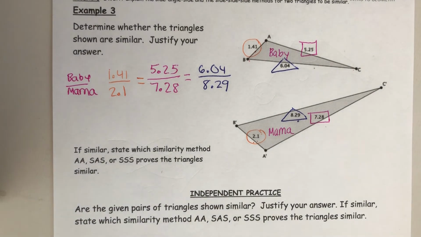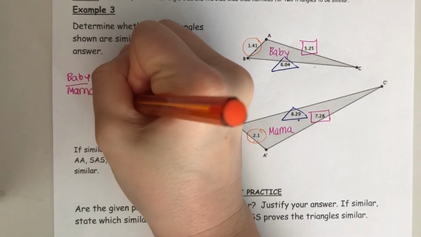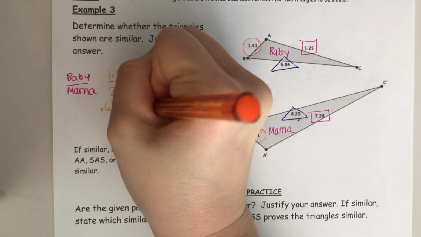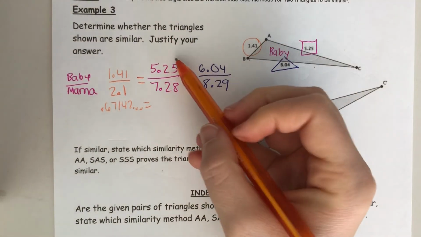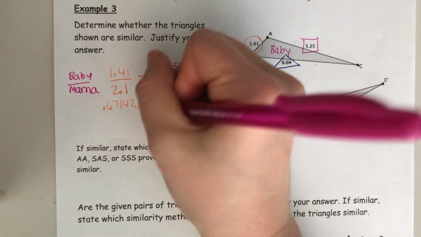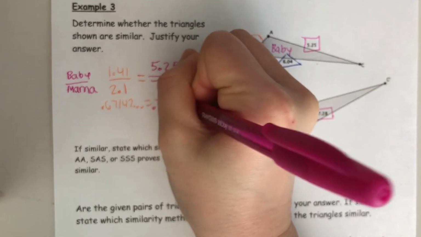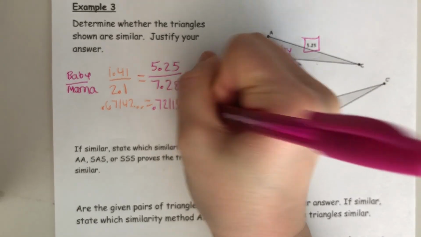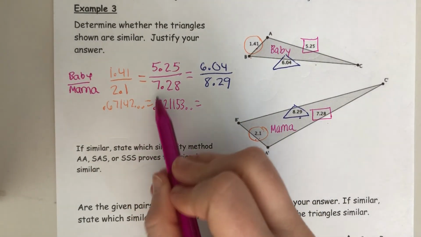So now, we just have to divide these numbers out and see if they're all equal to each other. So we're going to do 1.41 divided by 2.1. And here we get 0.67142 continued. And now we want to see if this works for the other numbers, if they all match. So we're going to do 5.25 divided by 7.28. And we get 0.721153 continued.